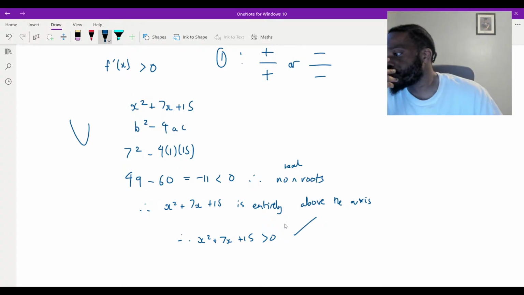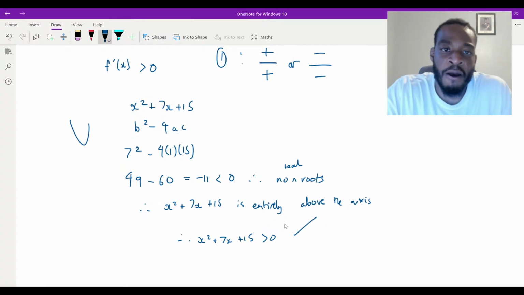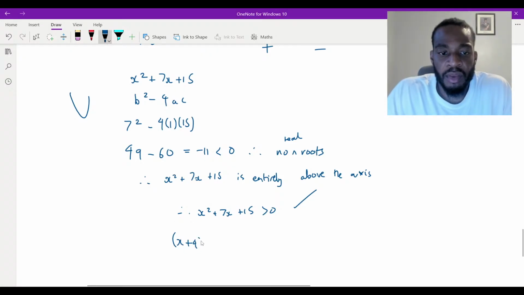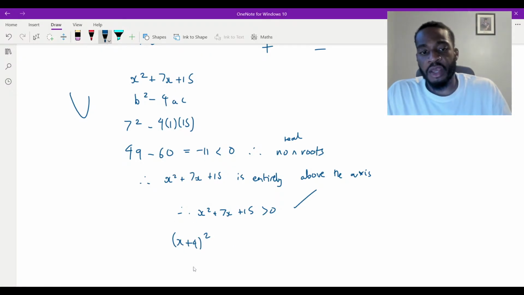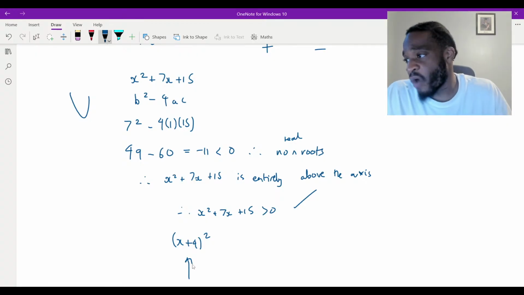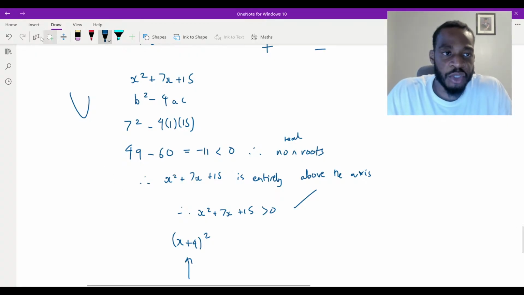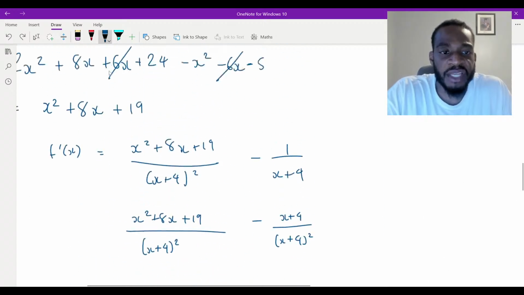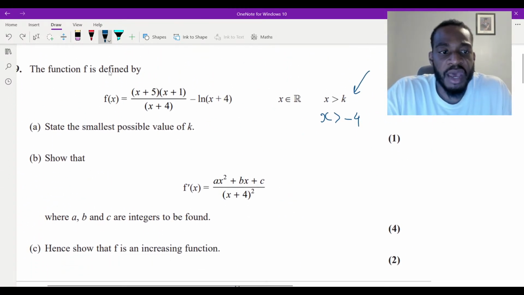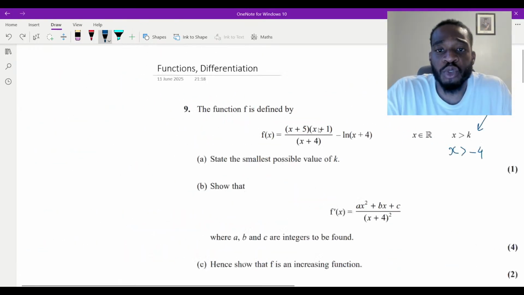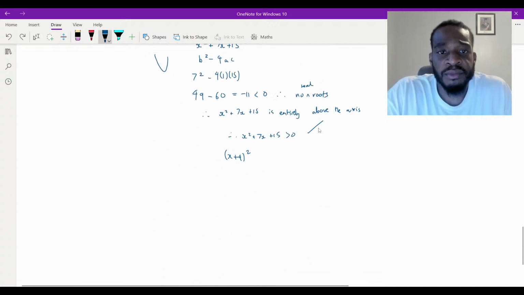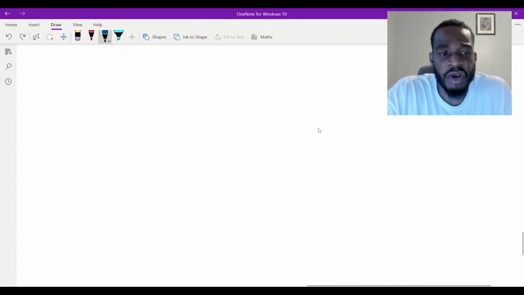Now, the denominator, x plus 4 all squared. Now, remember, we're squaring something. No matter what goes in there, it's going to be 0 at the minimum. But remember the domain of this function. They told us at the very beginning, they said state the value of k. K was minus 4. X was greater than minus 4. So we know it can't be 0 anyway. So therefore, this is always greater than 0.